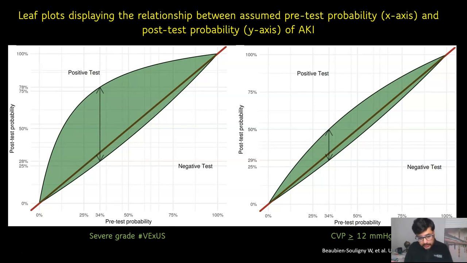Now you may ask, you said elevated right atrial pressure itself is bad, right? So elevated CVP is like organ afterload. Why can't we just use that? Why should we do additional Doppler studies? They looked at that too. They compared the post-test probability of having AKI when they took central venous pressure alone, an elevated CVP of more than or equal to 12, with severe grade VExUS, and the post-test probability of AKI was much higher in this case.